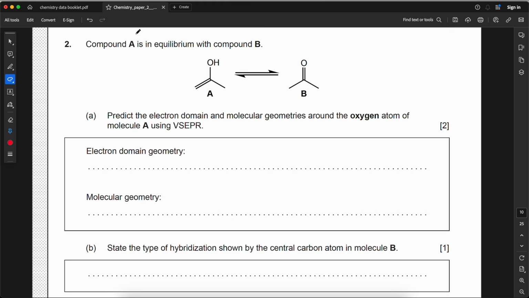Compound A is in equilibrium with compound B. Predict the electron domain and molecular geometries around the oxygen atom of molecule A using VSEPR. So OH, it has a lone pair, and this one with C. So it has 1, 2, 3, 4 domains. So it will be tetrahedral, and it has 2 lone pairs. Therefore, the molecular geometry will be bent or V shape.